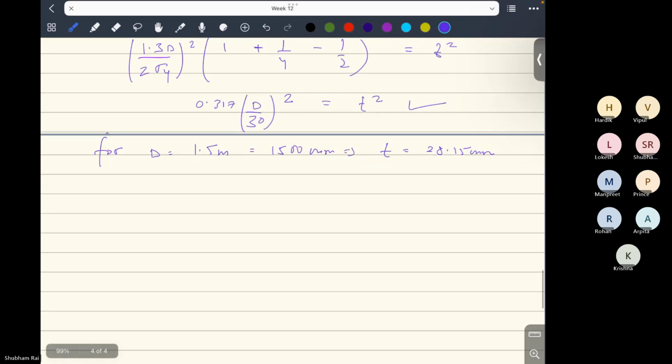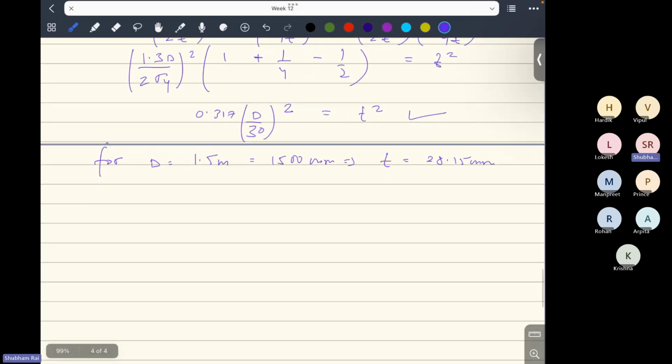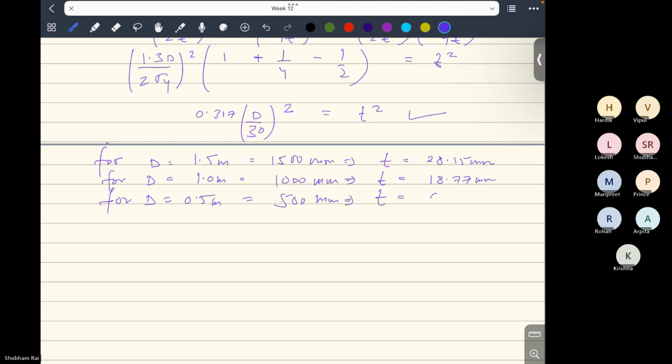Okay, and for d is equal to 1.0 meter, you have 1000 mm of d. So the thickness that you will get will be 18.77 mm, and for d is equal to 0.5 meter, you have 500 mm. The thickness that you will get is 9.40 mm.